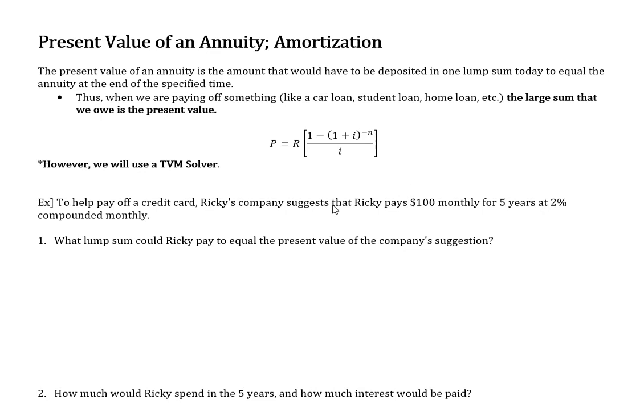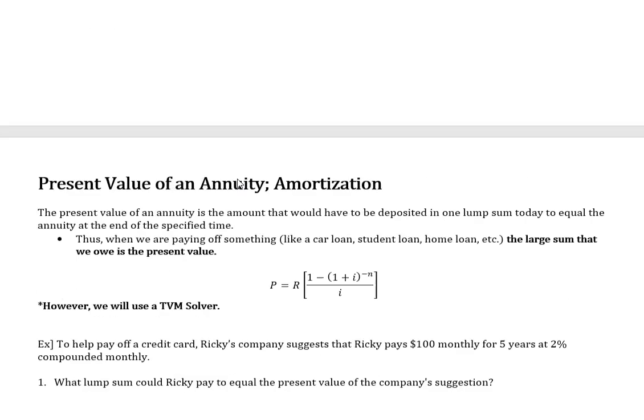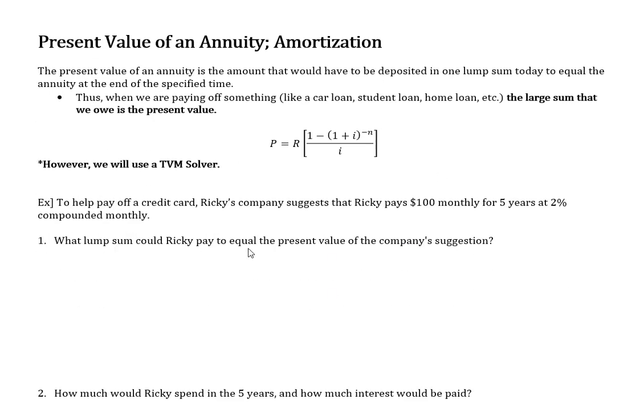So some of these variables were introduced in previous formulas if you're watching other videos, but we still never use the formula because the TVM solver is a lot faster. And with all the TVM solver problems, it's just whenever you see something is compounded, or if there's some type of monthly or quarterly or periodic payment.